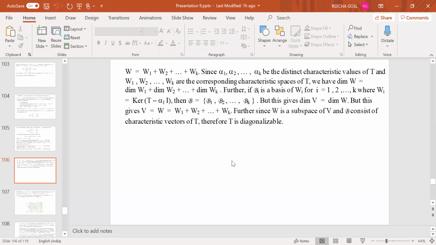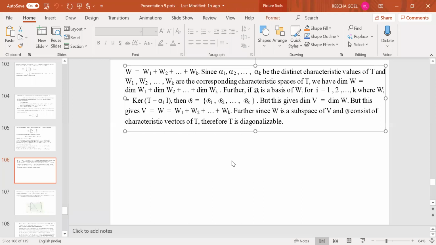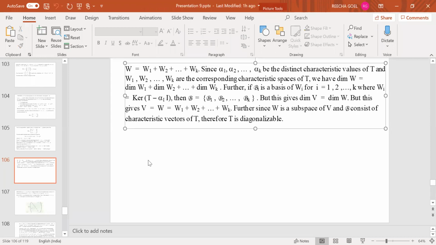Further, if Bi is a basis of Wi, I can always find a basis for Wi, where Wi is nothing but the kernel of T minus alpha i I. Then I just consider the totality of these bases, B equal to B1, B2, ..., Bk. Then I get a basis consisting of characteristic vectors belonging to alpha 1, alpha 2, ..., alpha k, with respect to which V is nothing but W, which is W1 plus W2 plus ... plus Wk. Now, since W is a subspace of V and V consists of characteristic vectors of T, this T must be diagonalizable. So this is the characterizing theorem for diagonalizability of a linear operator.